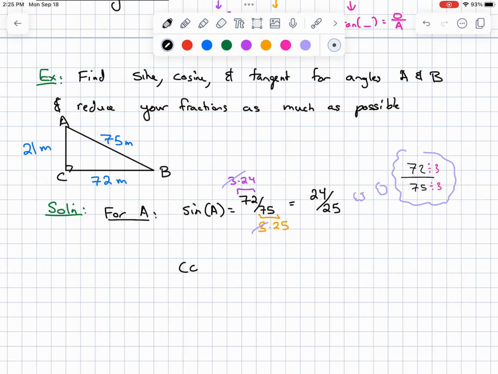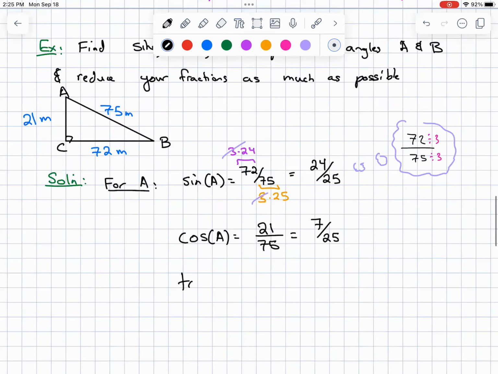Cosine of A is going to be adjacent over hypotenuse. This is the opposite side for A. This is the hypotenuse. This must be the adjacent. So it's going to be adjacent over hypotenuse, 21 over 75. And by a similar argument, they both have a common factor of 3. 21 and 75 are both divisible by 3. So this reduces down to 7 over 25.